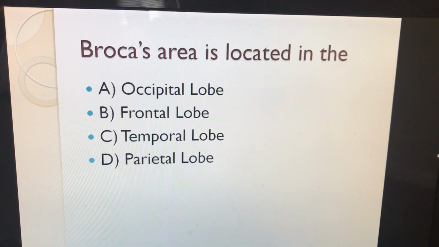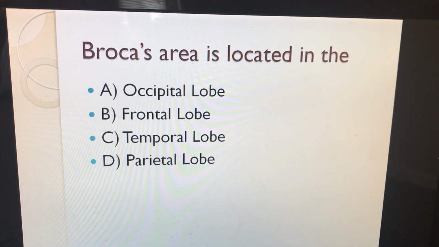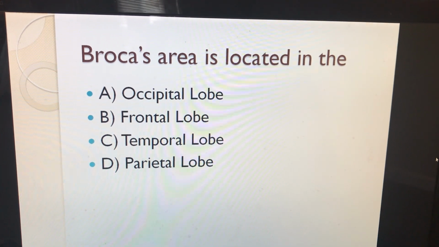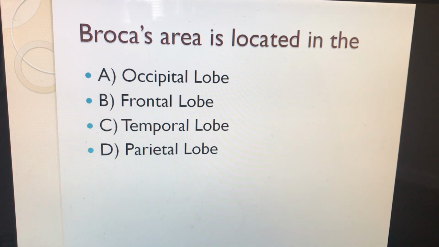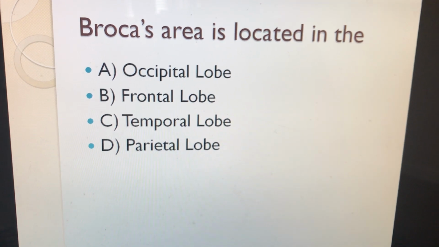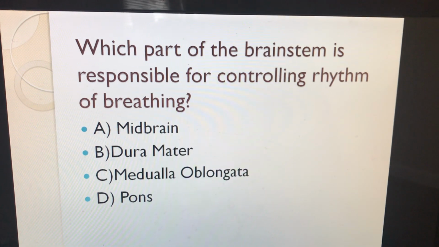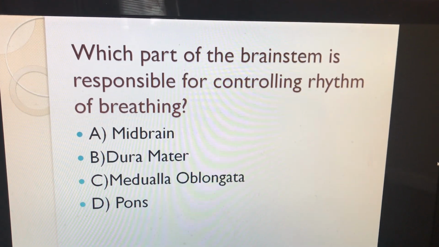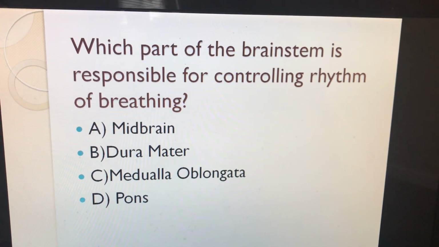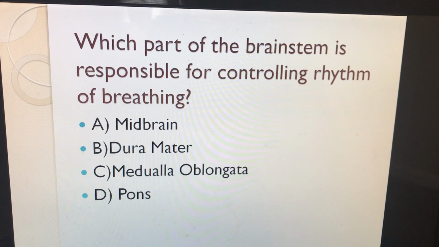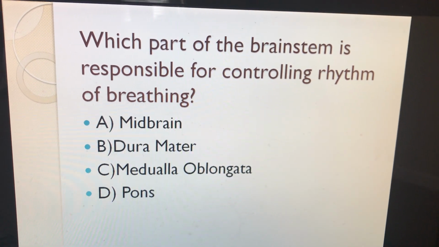Broca's area is located in A, the occipital lobe, B, the frontal lobe, C, the temporal lobe, or D, the parietal lobe. B, the frontal lobe. What part of the brainstem is responsible for controlling rhythm of breathing? A, the midbrain, B, dura mater, C, medulla oblongata, or D, the pons?